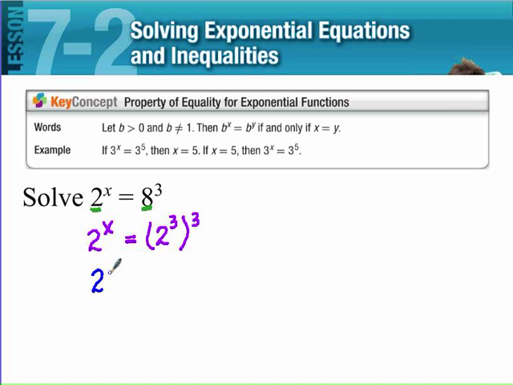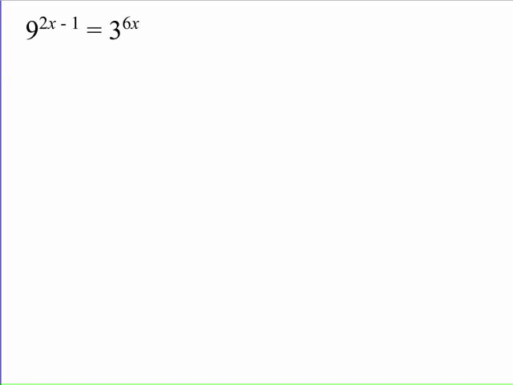So then now, what do I do with the two 3's? Multiply them, so I really get 2 to what power? The 9th. So then now what ends up happening, since my bases are the same, all I have to do is look at the exponents, and I know that x equals 9, and that is your answer. So your goal is going to be getting the same bases on each side. Okay? So let's go ahead and look at another one.